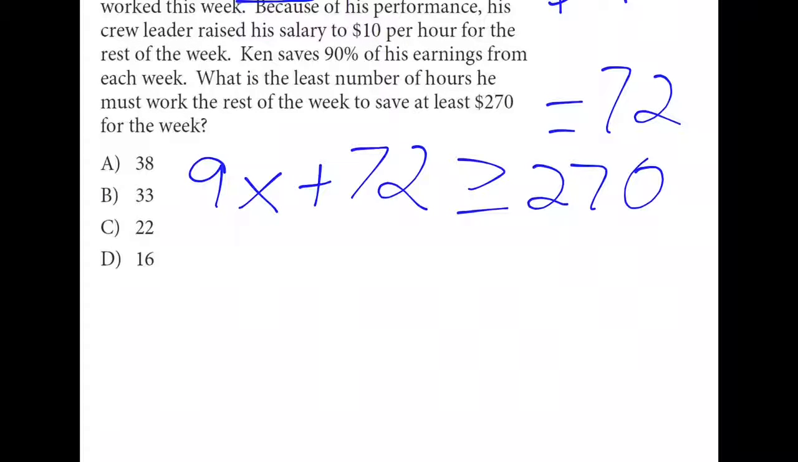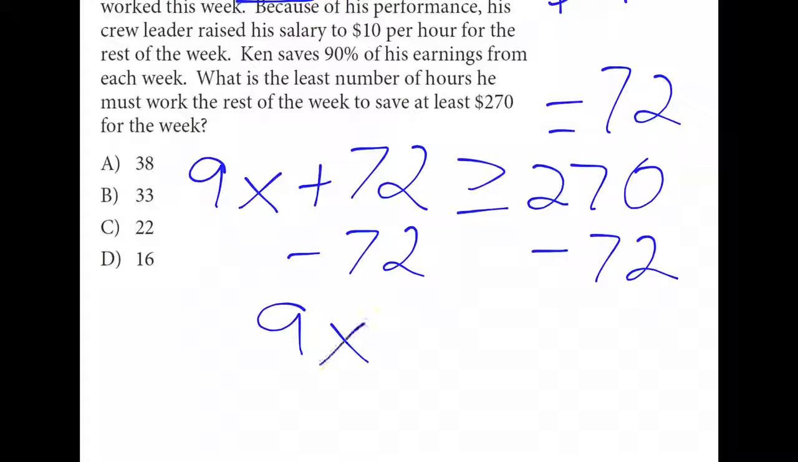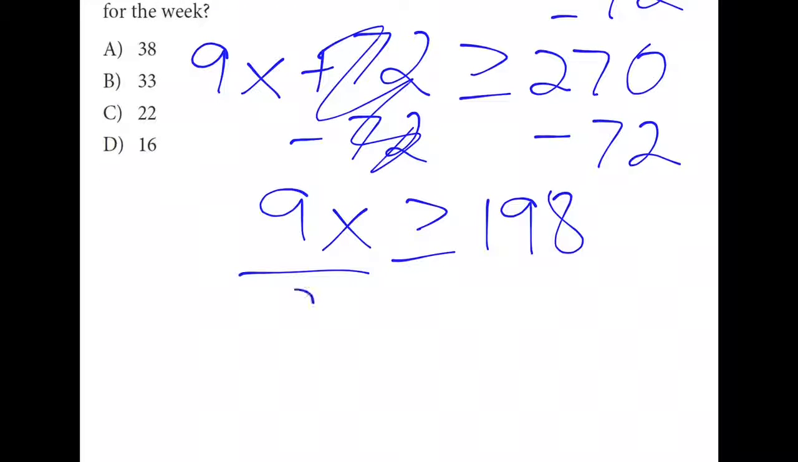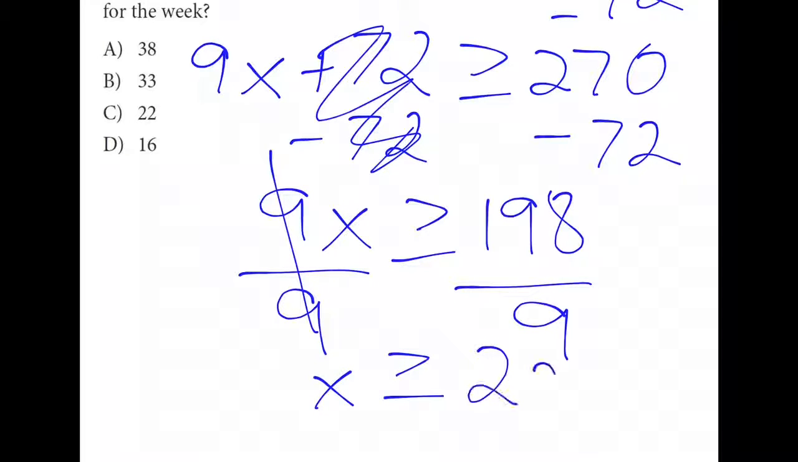So to solve this, we want to get X by itself. We subtract 72 from both sides. We're left with 9X on the left, the rest cancels out, is greater than or equal to 198. We divide both sides by 9. Cancels out on the left, and this is actually 22.